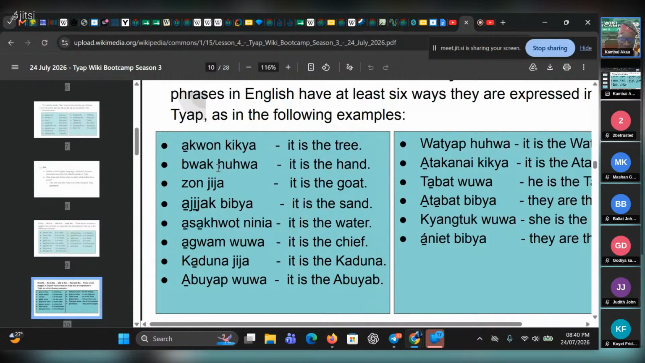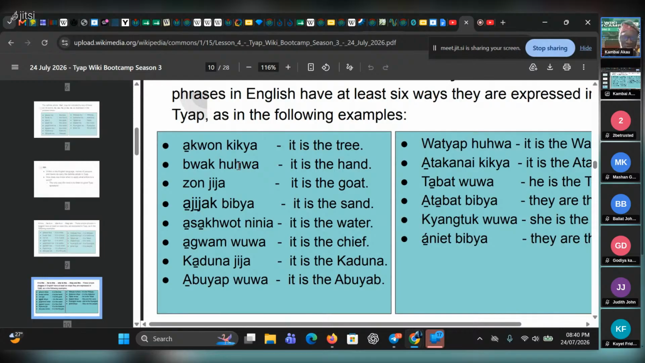And the same thing for the Buakuhua. Please don't mind my intonation. If I'm getting it wrong, just concentrate on the spelling. So Buakuhua, it is the hand. And then John Jija, it is the goat. Jija Bibia, they are the sons, or it is the sand, since sand is singular in English. And then Asokoninia, it is the water, not just Asokonia. It is a water, but this one is Asokoninia.